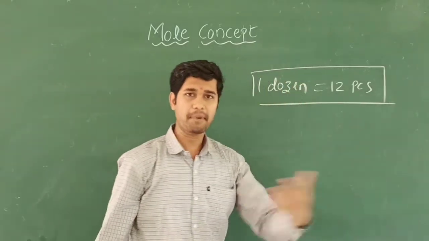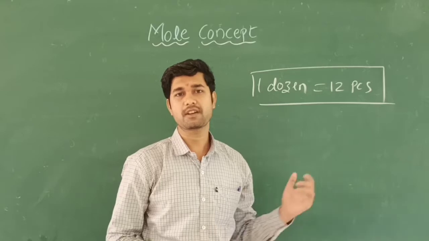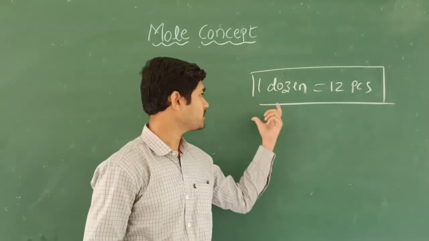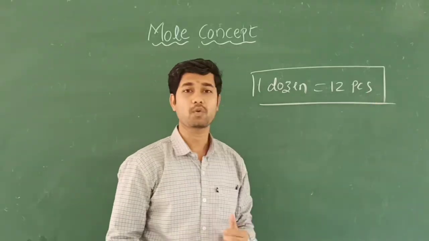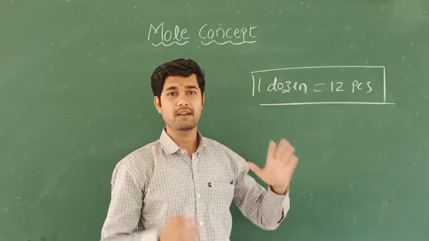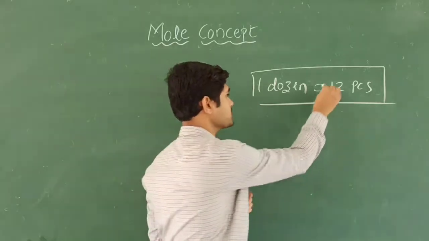Or you can take apples. You ask them, just give me 1 dozen apples. They are going to give 12 pieces. If you ask for 1 dozen mangoes, they are going to give 12 mangoes. So 1 dozen is nothing but 12. When the word dozen comes to your mind, you recognize that the word means 12.